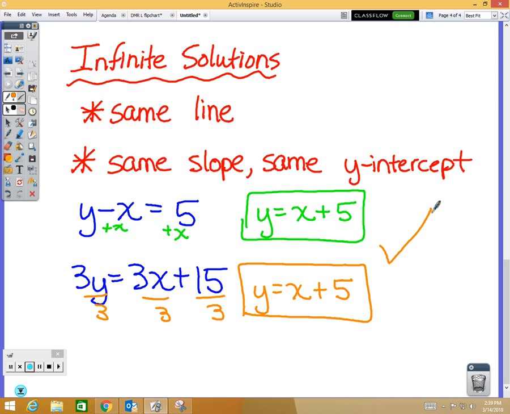Okay? So the options are you have two lines that intersect, that would be one solution. You have two lines that never intersect and are parallel, that would be no solution. Or you just have the same exact line, and that would be infinite solutions.